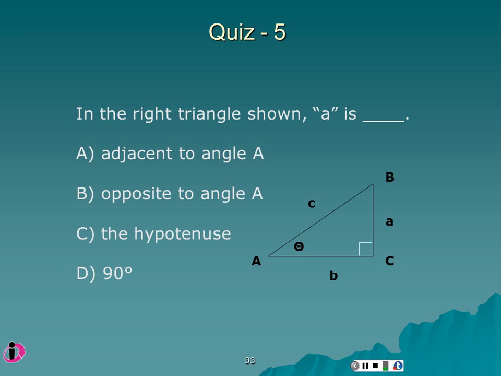Just look at the theta and then decide which side is the opposite side and which side is the adjacent side. Recognizing these two sides is really important when you will be talking about trigonometric functions, and you will be able to apply it. How about the b, small b?